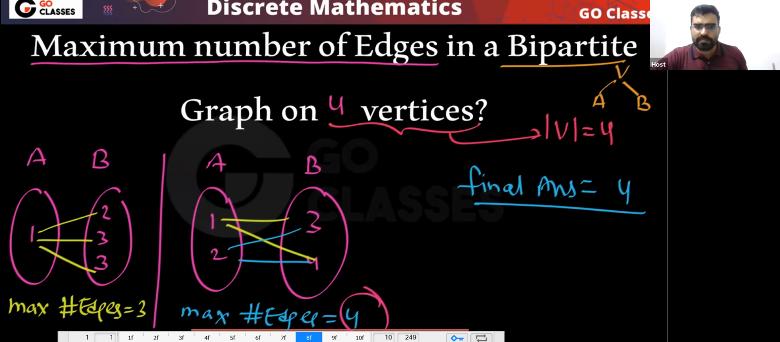Is this question clear? I just want you to understand the question. Is the question clear? Maximum number of edges in a bipartite graph on 5 vertices.